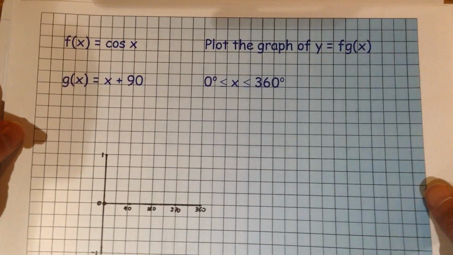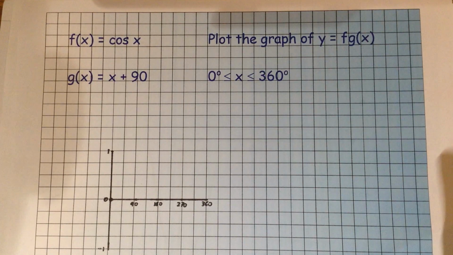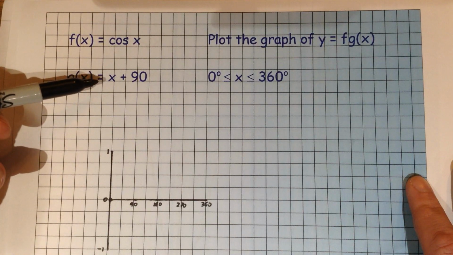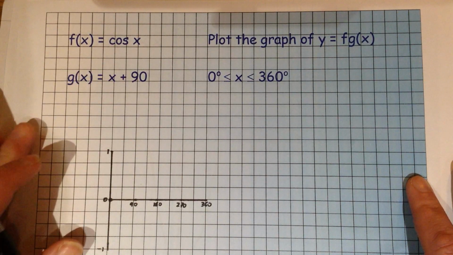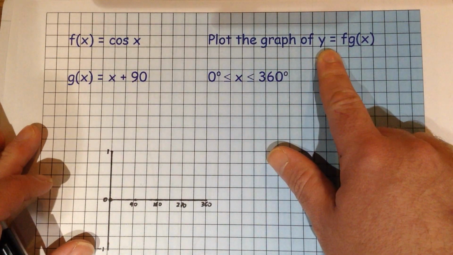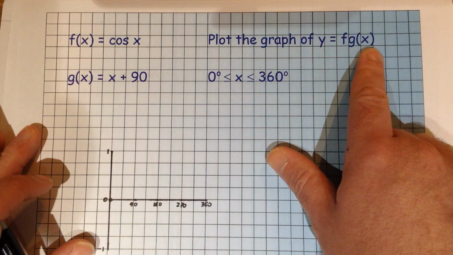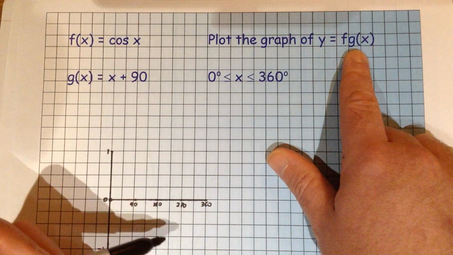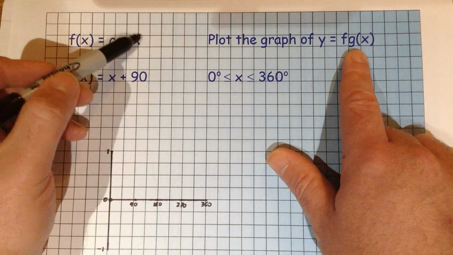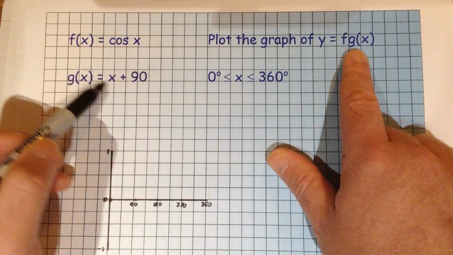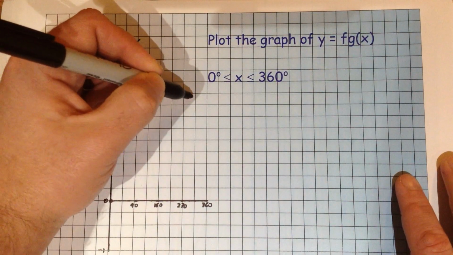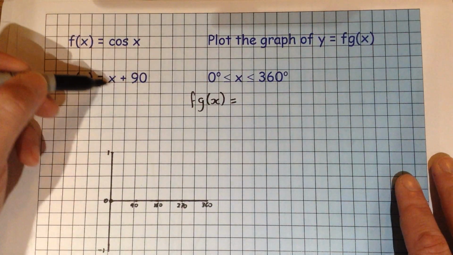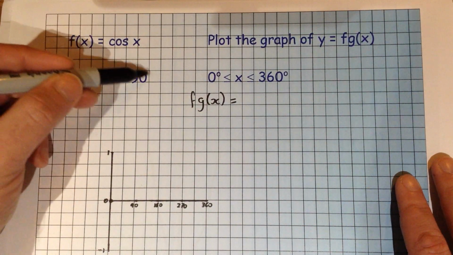The next question is similar, but this time we're looking at a composite function. So we've got f of x is cos x, g of x is representing the function x plus 90. Before we draw anything, we need to consider that we are going to do y equals f of g of x. Now f of g of x simply means that I am substituting x plus 90 into cos x. So I'm simply going to replace this letter x here with x plus 90. So all that means for f of g of x is I replace the x in the equation at the top with all of this.